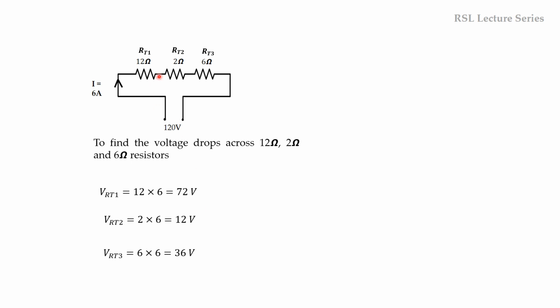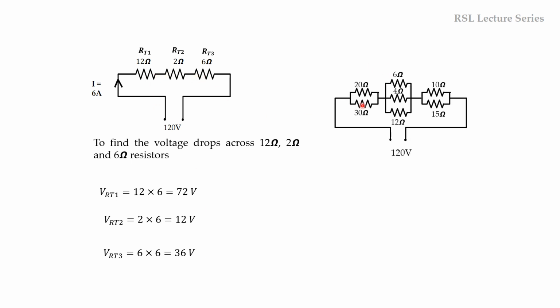Okay. So now this is the equivalent circuit for this original circuit. Okay, this is the original circuit. Here we have 2 parallel combination of resistors. Here 3 parallel combination, and again here 2 parallel combination of resistors. So now we know that the voltage drop across these 2 parallel combinations is 72 volts. Here this is 12 volts and here this is 36. So already we have found out VRT1, VRT2 and VRT3.